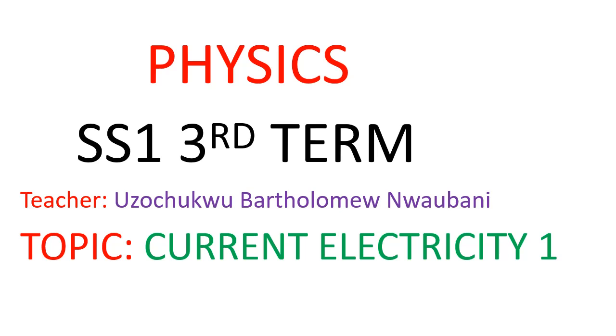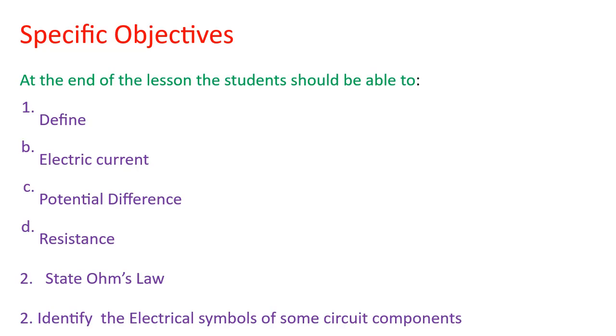The topic for today is current electricity. Current electricity 1. Specific objectives. At the end of this class, you should be able to: 1. Define electric current, potential difference, and resistance. 2. State Ohm's law. 3. Identify the electrical symbols of some circuit components. 4. Solve simple problems.